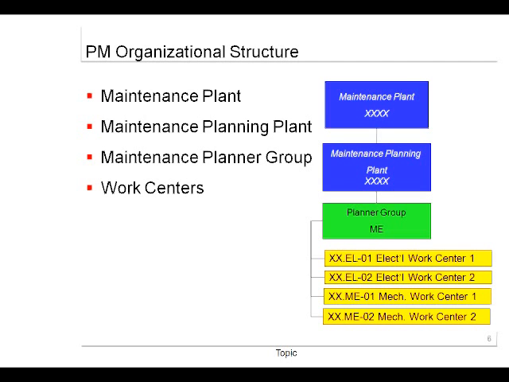Maintenance plant is nothing but the actual plant that exists. So under that we have this maintenance planning plant. Maintenance planning plant is nothing but a virtual plant which plans the maintenance activity in the maintenance plant. This is a virtual plant, in fact.